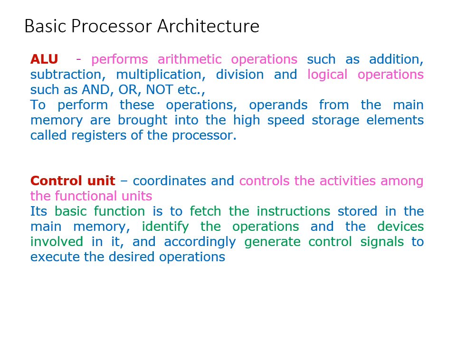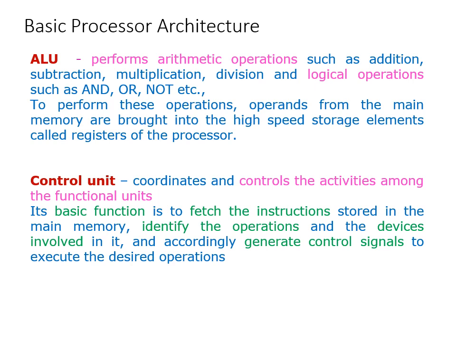So the first one is ALU. The ALU stands for Arithmetic and Logic Unit. It performs the basic arithmetic operations such as addition, subtraction, multiplication, division, as well as the logical operations such as AND, OR, NOT, etc. And for these operations to be performed, it has to fetch the operands from the main memory, and they have to be brought into the high speed storage elements called registers, which is given as a block in the processor.